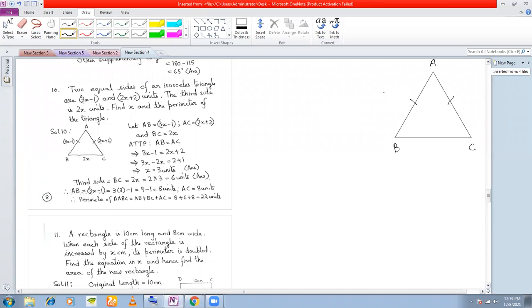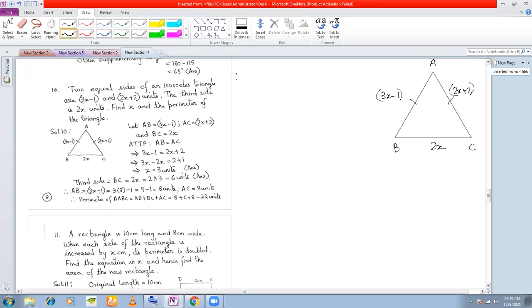And let's say the equal sides here are given to be 3x minus 1 and 2x plus 2. So AB is 3x minus 1 and this is 2x plus 2. Okay. And the third side is of length 2x, right? You need to find out the value of x and the perimeter of the triangle.